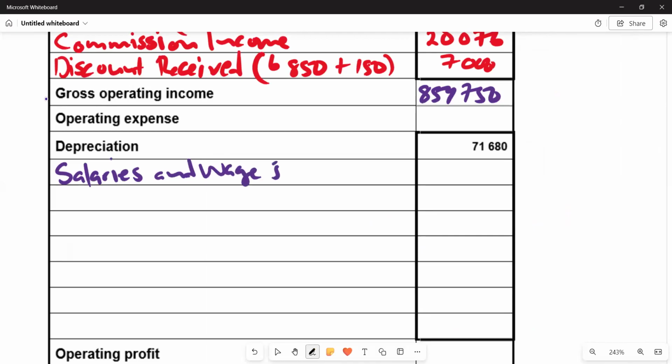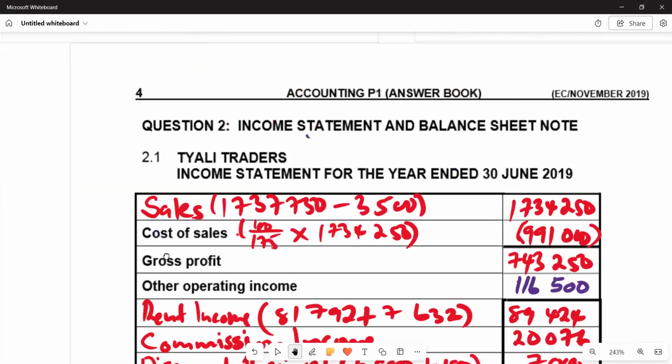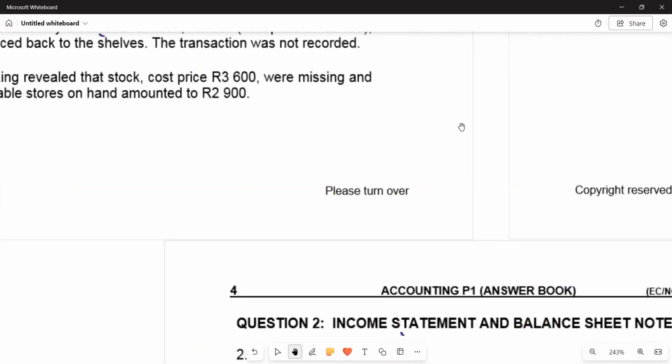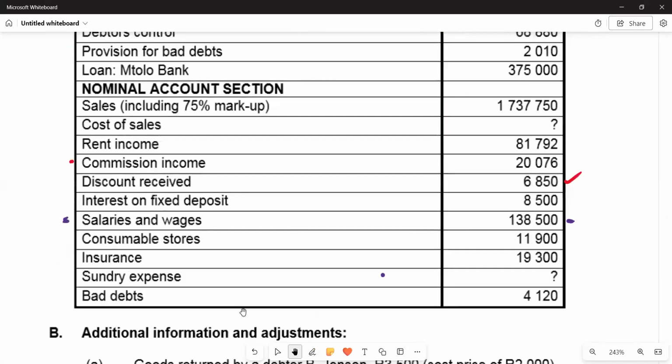Salaries and wages, and the amount that we are having is 138,500. And then after salaries and wages, we can go back again to see the list of expenses that we are given. After salaries and wages, we are given consumable stores.